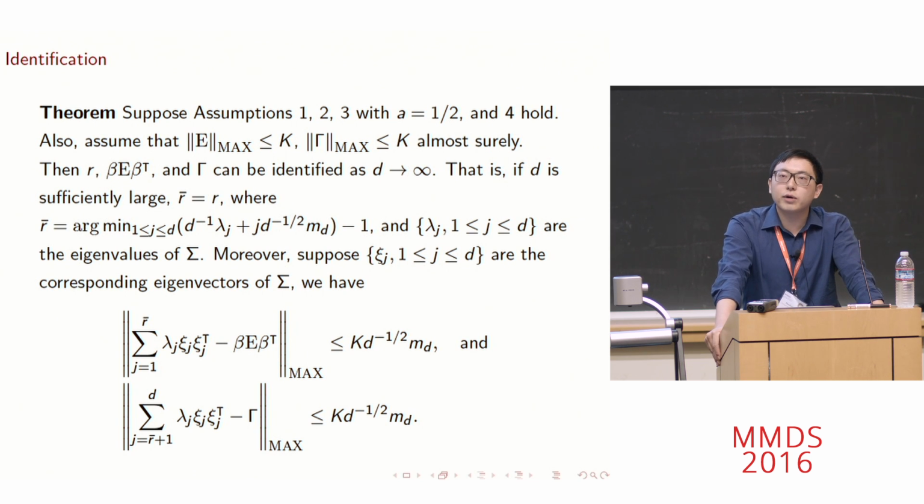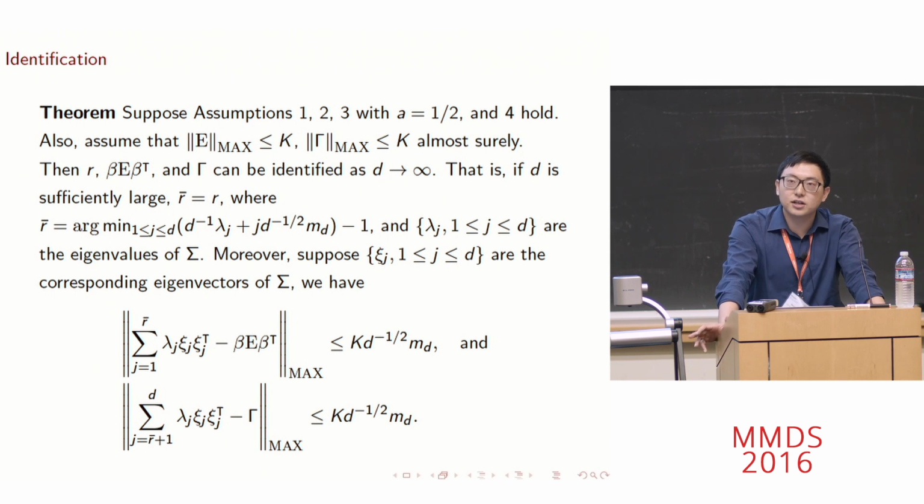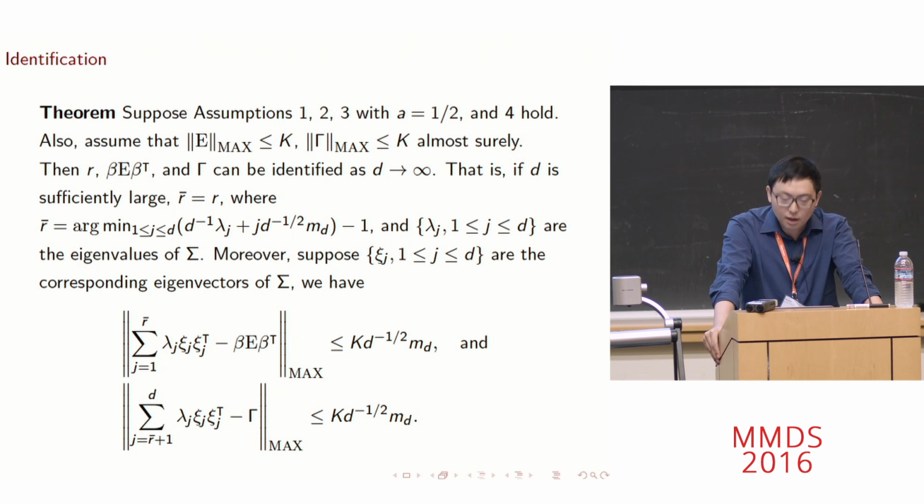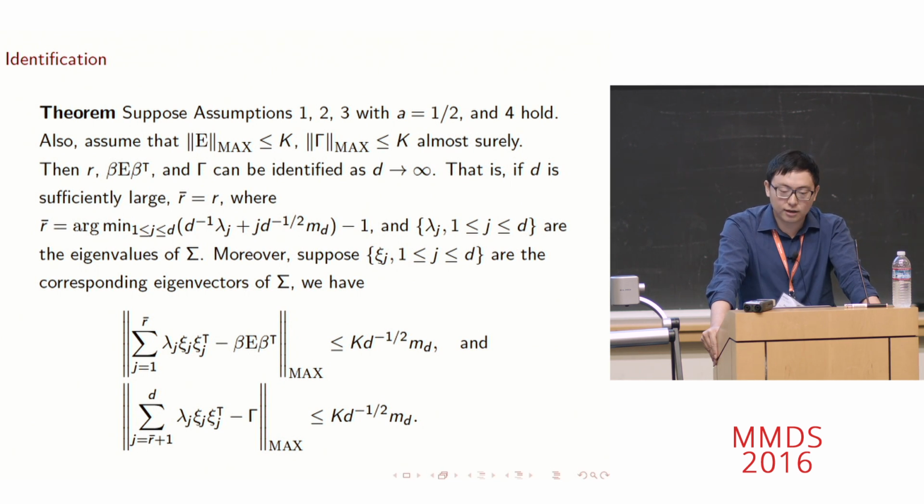So we can only recover beta Sigma_X beta transpose and Gamma. We cannot recover the individual components, since there is not a unique decomposition of the covariance matrix. This is also the so-called blessing of dimensionality. As you can see, only when the dimension is large can we identify beta Sigma_X beta transpose and Gamma.